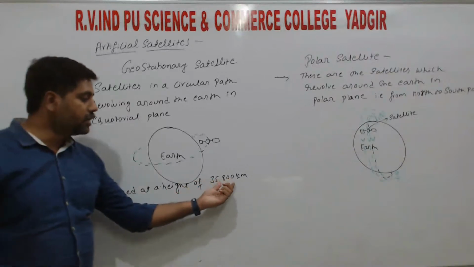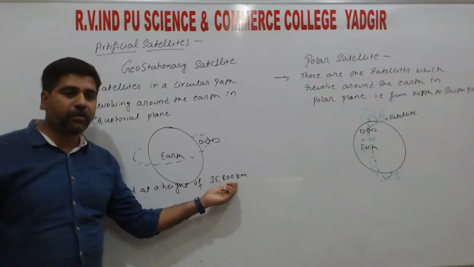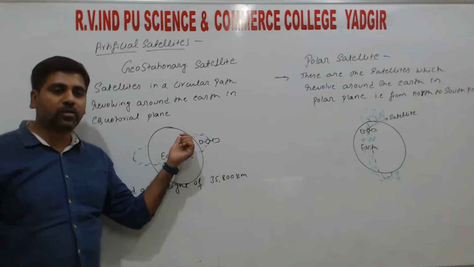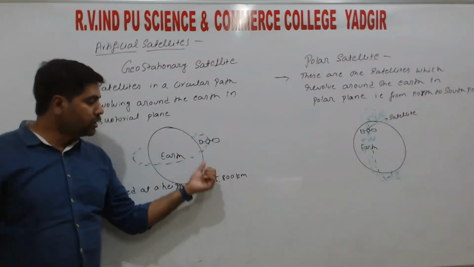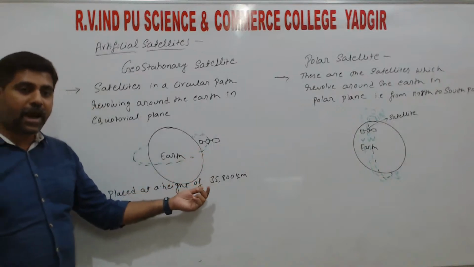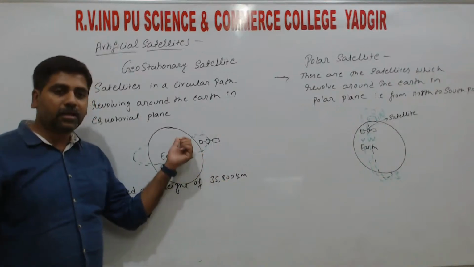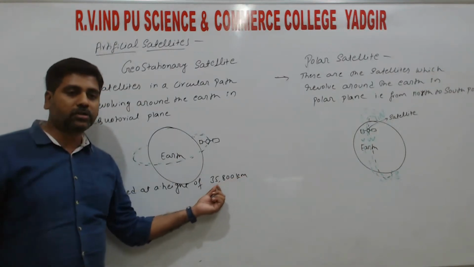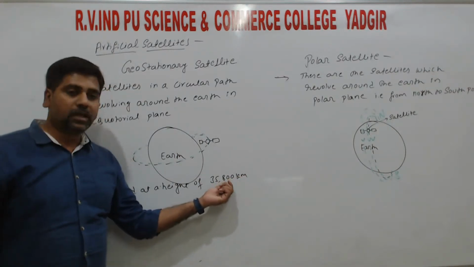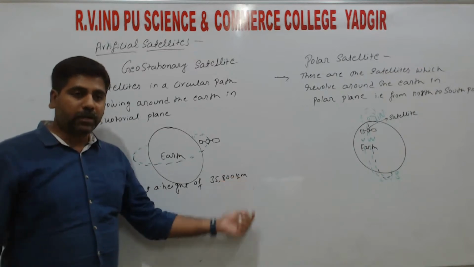So this height, right? The h value is very much greater than the radius of the earth. The radius of the earth is just 6,400 kilometer, but geostationary satellites are placed at a height which is very much greater than the radius of earth, that is about 35,800 kilometer. Approximately we can take that as 36,000 kilometer, right?